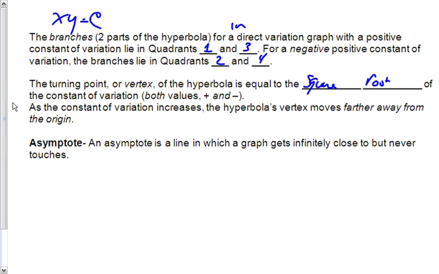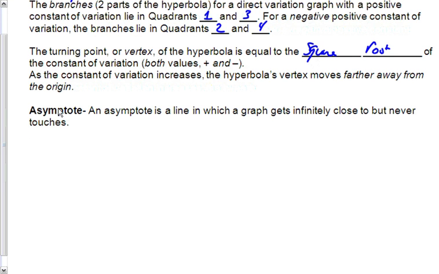And the most important thing we have to realize is this term asymptote. An asymptote is a line which the graph gets infinitely close to and never touches. Okay, we're going to see graphs, and they're going to butt right up against that line, but they're going to look like they're on top of it. But they're never going to touch. It's going to get closer and closer and closer.